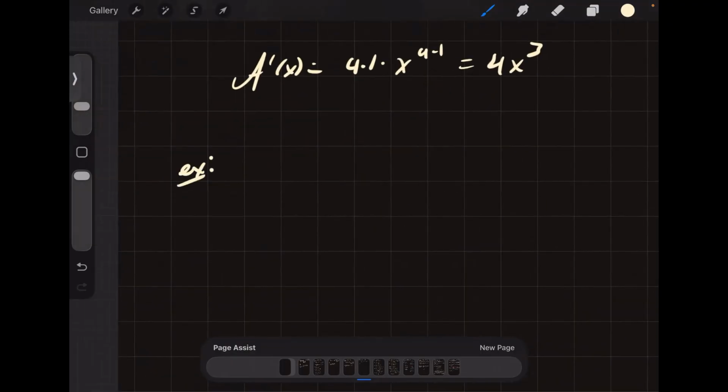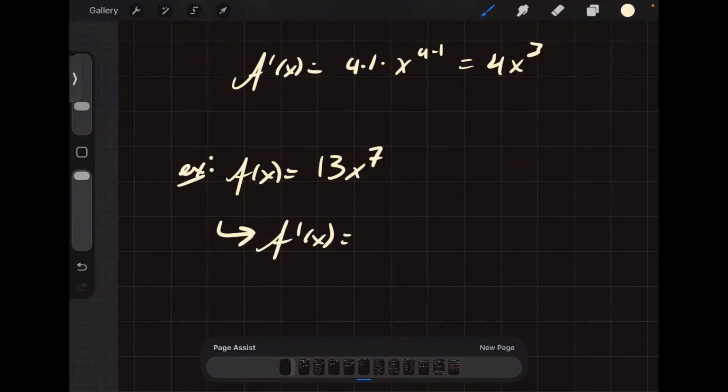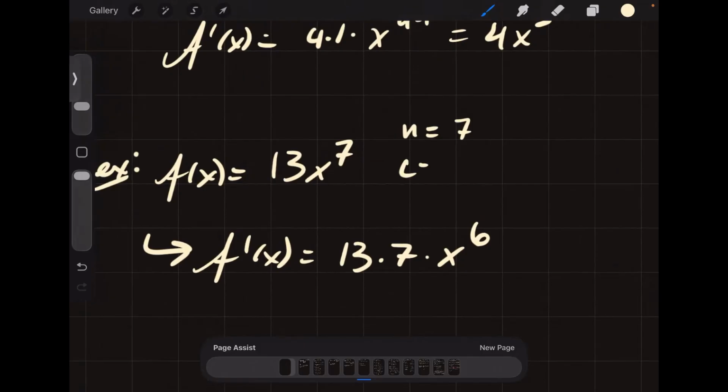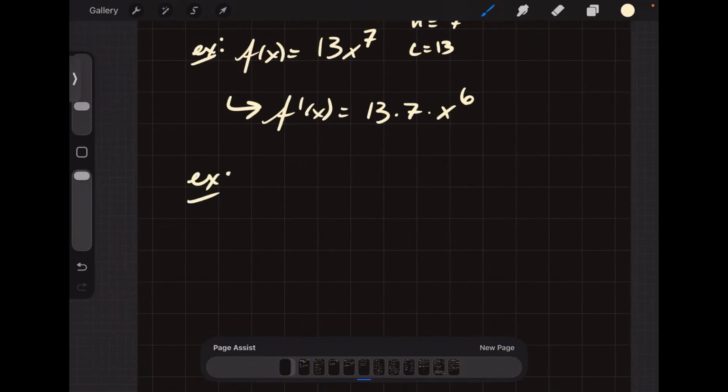How about we say, what if f of x is equal to 13x to the seventh? F prime of x is going to be 13 times 7 times x to the sixth, because n is equal to 7, n minus 1 is 6, c is equal to 13. Oh, but Amanda, what if we have negative numbers? That's fine.